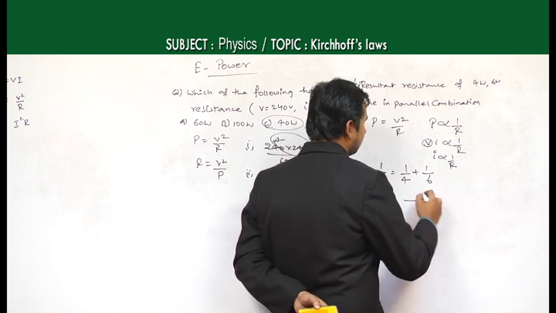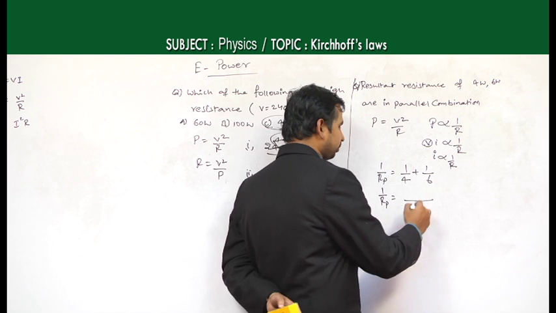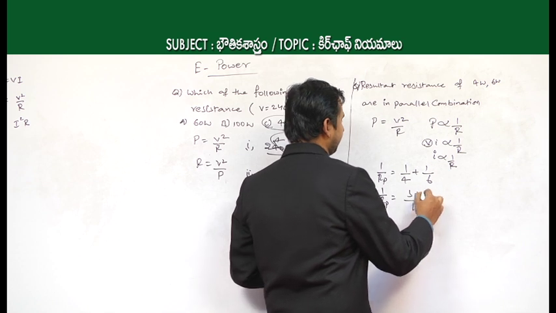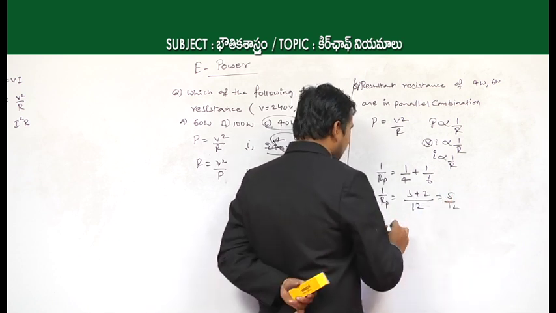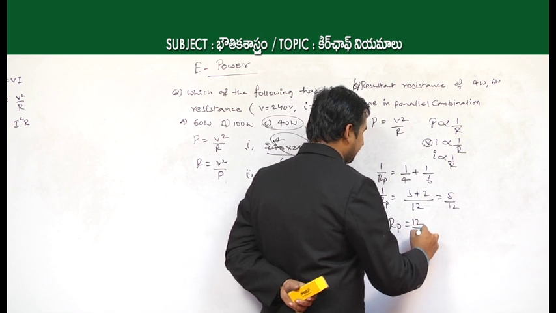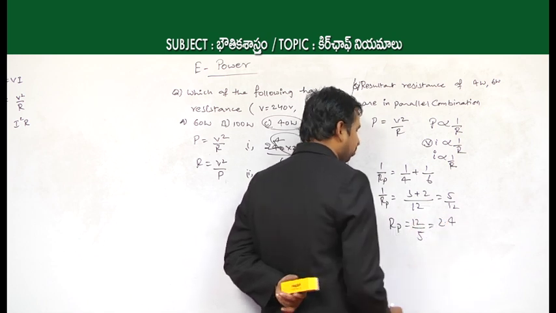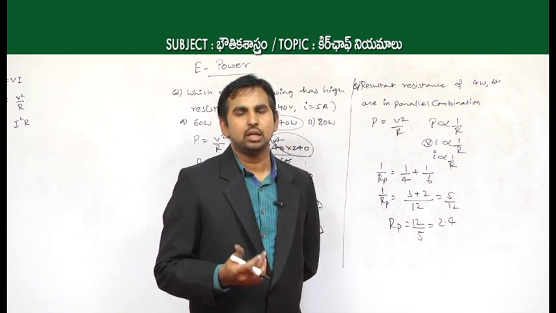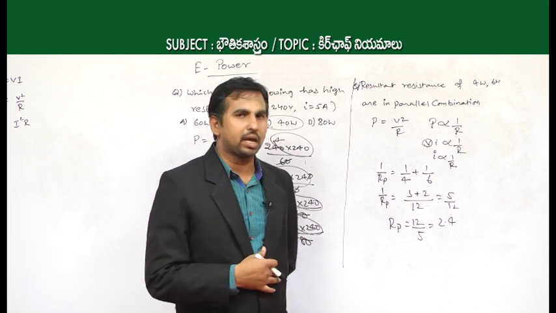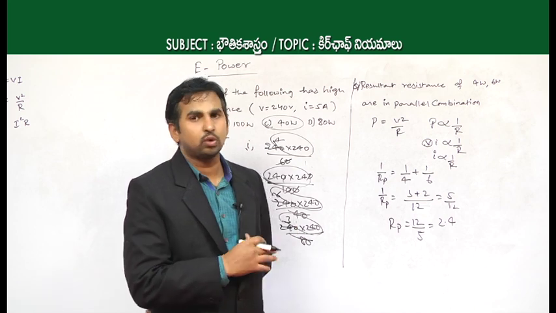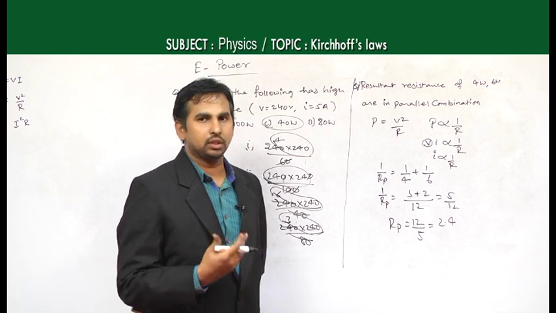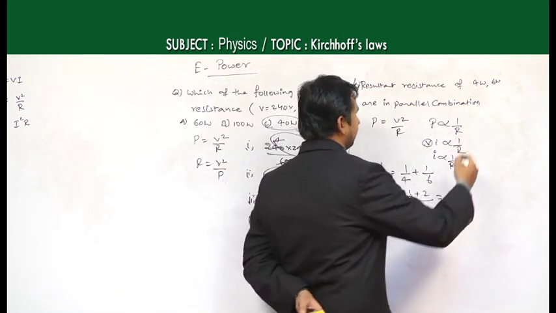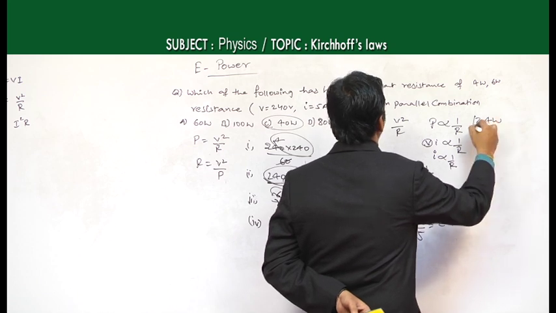Then resistance in parallel, the LCM is 12, so 4 3s and 6 2s, which is 5 by 12. Our RP value from this we will get 12 by 5, which is equal to 2.4. So, even in the case of the parallel combination, 4 watts and 6 watts, if they are connected in parallel, then we get a wattage of 2.4 watts. So, the answer is going to be 2.4 watts.